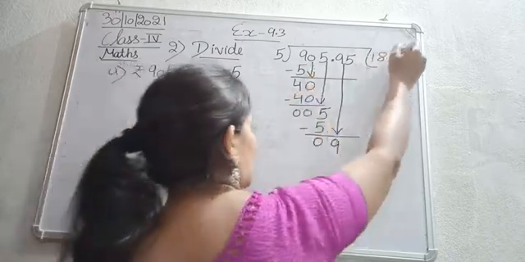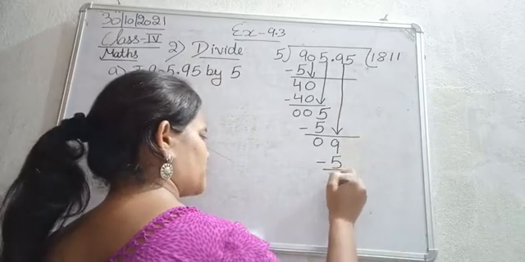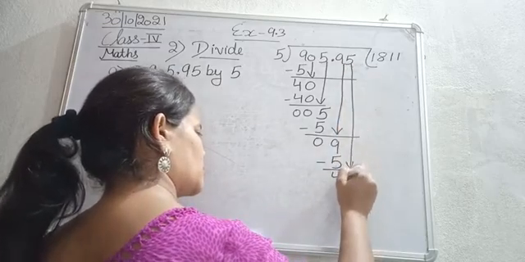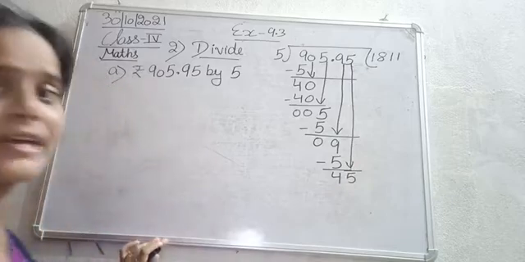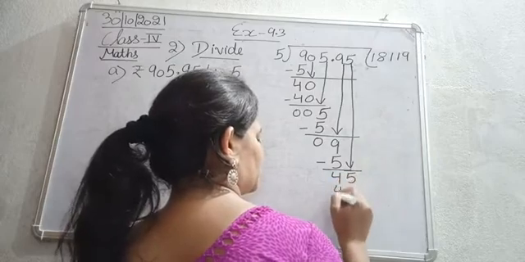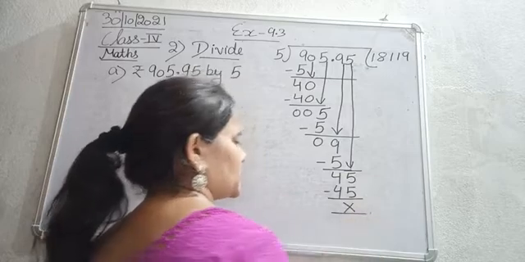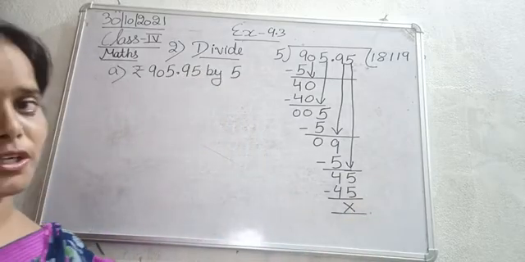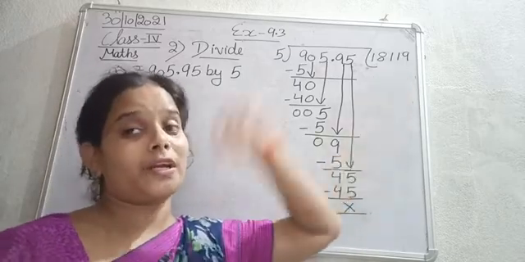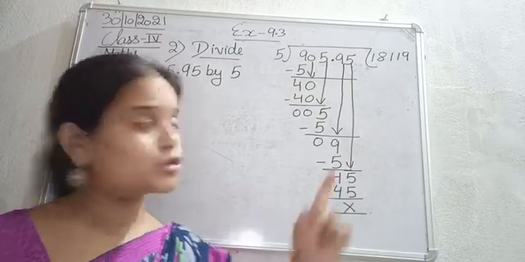Okay, so 5 ones are 5. So 9 minus 5, 4. Bring down the last digit, that is also 5. So 5 nines are 45. So 45 minus 45, nothing is left. So can you further do the calculation? No. So now there is no remainder, but we got the quotient, that is 18,119. But no, this is not the correct answer, because we still need to put the point.